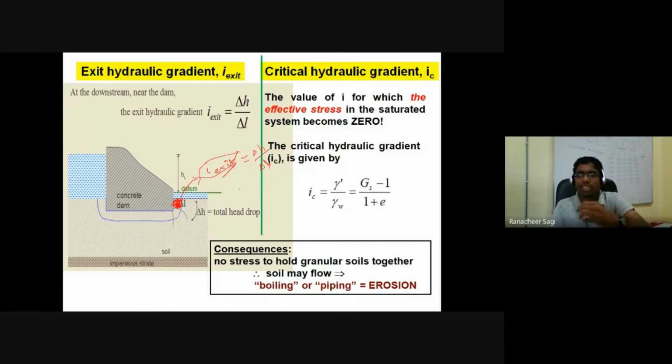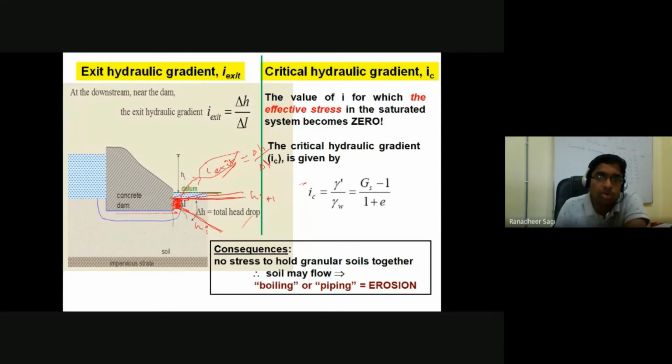So in that exit element, what is the total head loss that is taking place? To understand that, I should know the total head corresponding to this equipotential line and the total head corresponding to this equipotential line. The total head corresponding to this equipotential line is Hi. The total head corresponding to this equipotential line, let's say, is Hi plus 1.